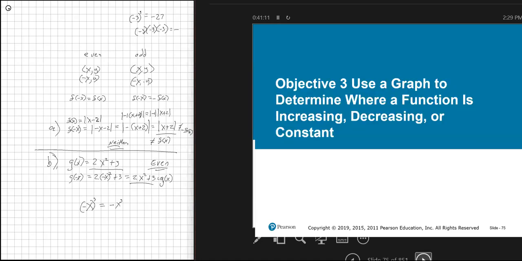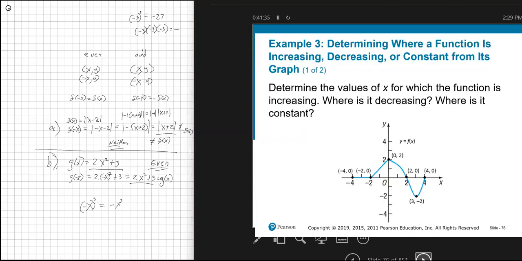And now we talk about where a function is increasing, decreasing, and constant. Increasing means where it goes up. Decreasing means where it goes down. Constant means where it's horizontal. Pretty simple concepts.